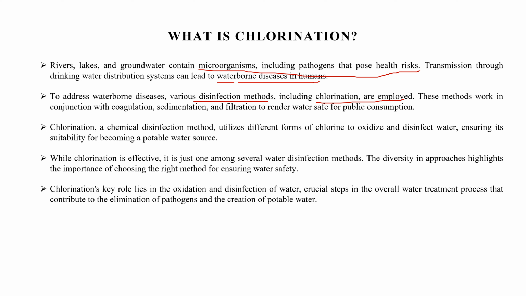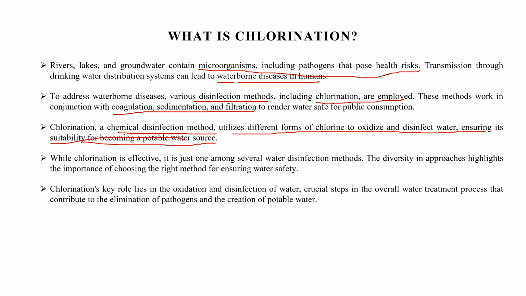Apart from this, there are other processes, such as coagulation, sedimentation, and filtration, but chlorination is important for the removal of microorganisms and other micro living organisms present in the water. Chlorination, a chemical disinfectant method, utilizes different forms of chlorine to oxidize and disinfect water and ensure its suitability as a potable water source.